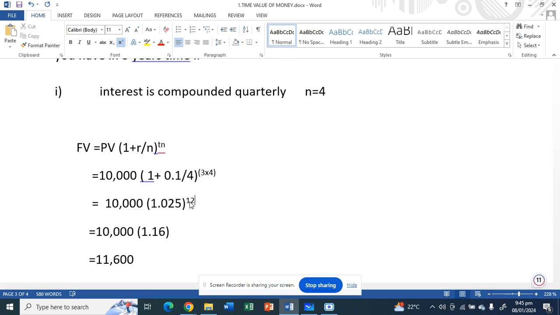Okay, 1.025 to the power 12, 1.34. $13,400. Yes, so you have 13,400.